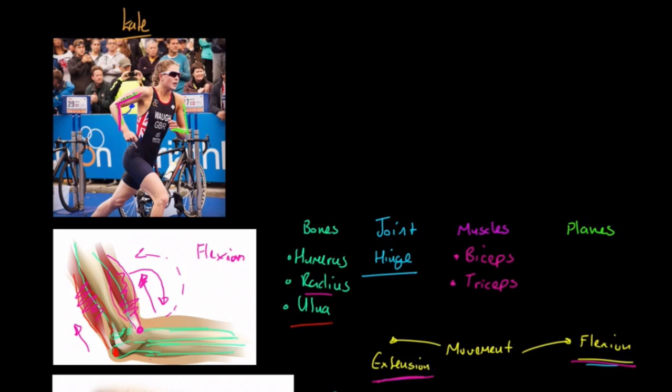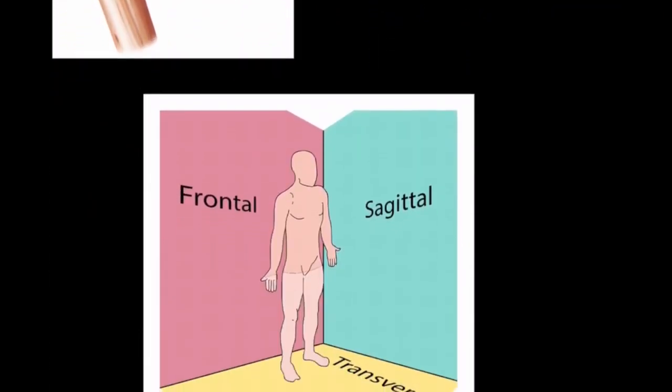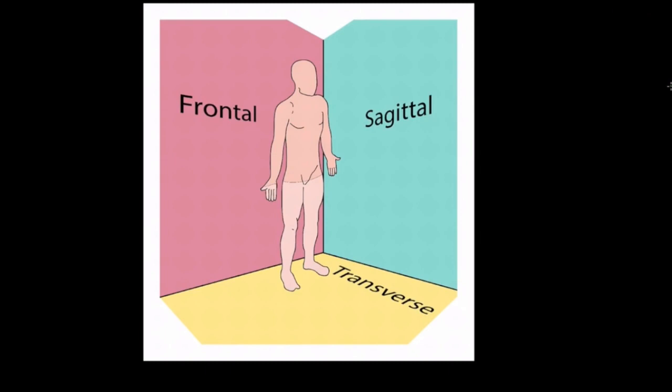Now, at this point, I could just say that flexion and extension is movement along or through the sagittal plane, but it's much better that we understand that. Yes, we can identify it and name it here, but this is where we go through a little bit further. We're going to take this on, we're going to assume we've looked at the hip, the shoulder, and the knee, and we're going to have a look at planes.